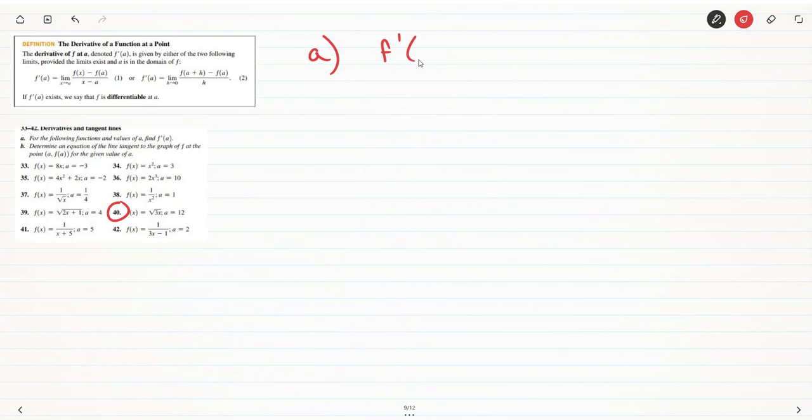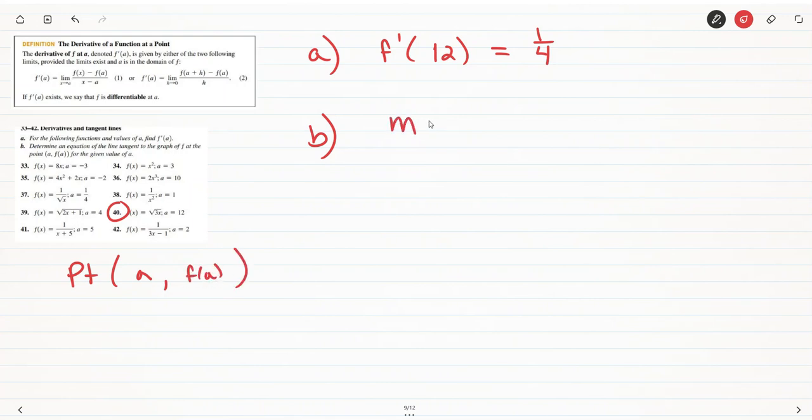We got that the first derivative at 12 is equal to 1/4. Part B is just the algebra piece now. Part B says determine the equation of the line that's tangent to the function f at this point a, f of a. So for our problem, the slope of our tangent line is defined as the derivative at the point, so our slope is 1/4.